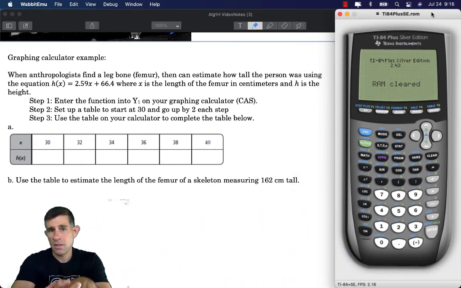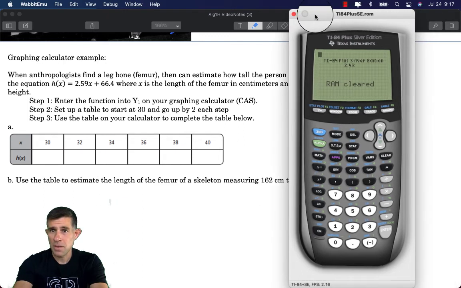When anthropologists find a leg bone, also known as a femur, they can estimate how tall that person was using this equation. h of x is equal to 2.59x plus 66.4, where x is the length of the femur in centimeters and h is the height. We're going to enter this function into our graphing calculator, also called your CAS. Your book is going to refer to that sometimes. Just an abbreviation for computer algebra system. All right. Next, we're going to set up a table that starts at 30 and goes up by 2.